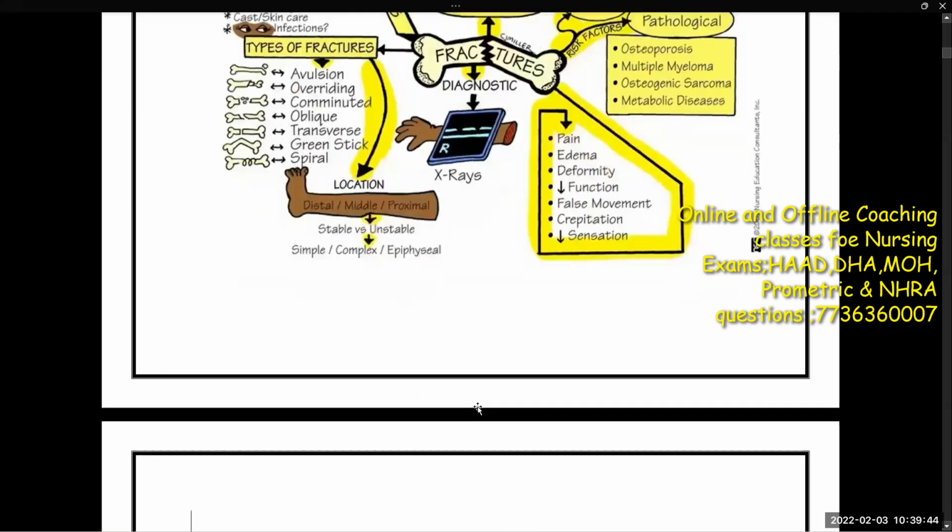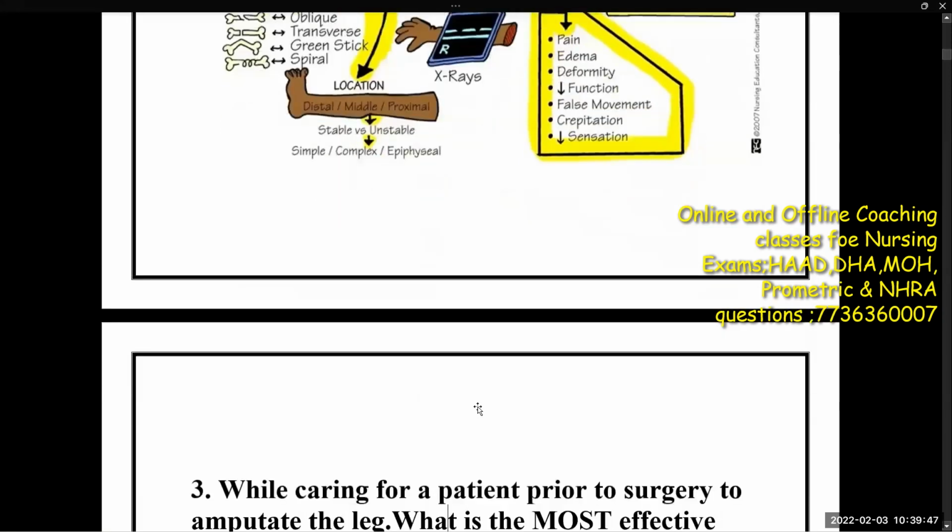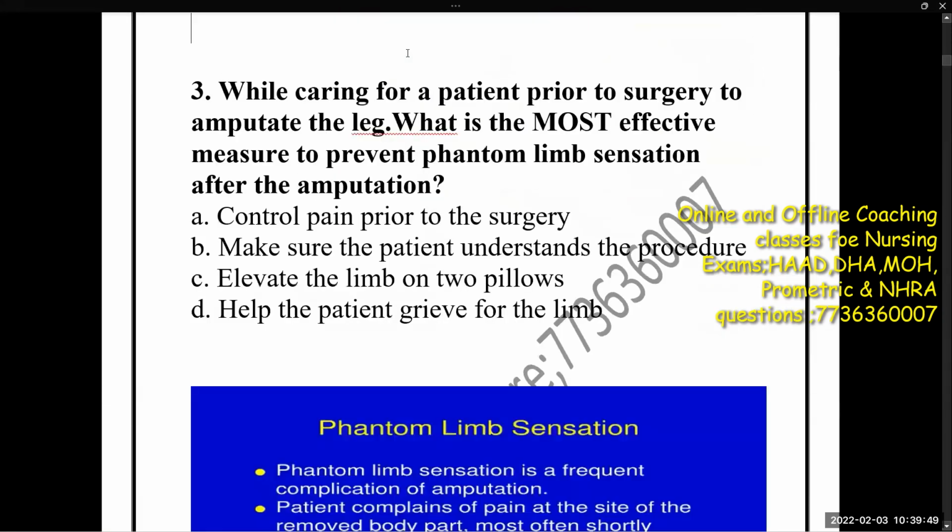Next question. While caring for a patient prior to surgery to amputate the leg, what is the most effective measure to prevent phantom limb sensation after the amputation? What is phantom limb sensation, Sajita?